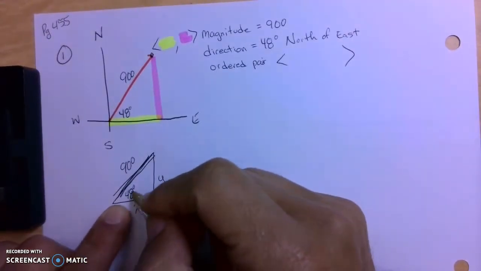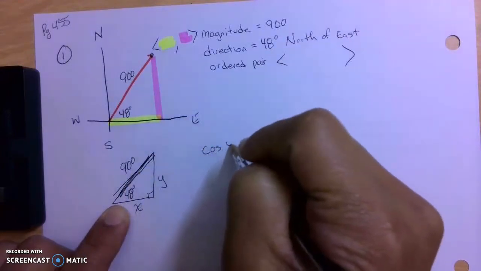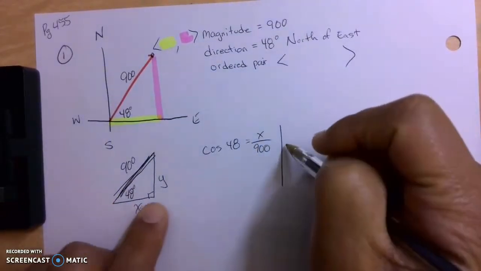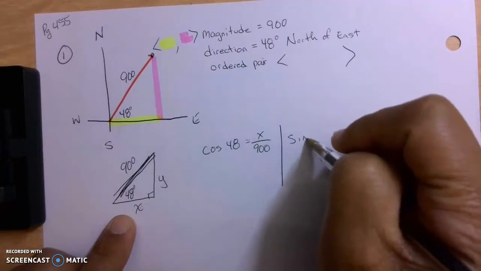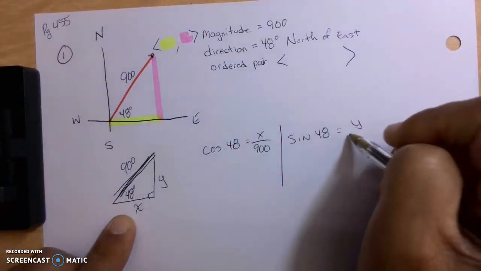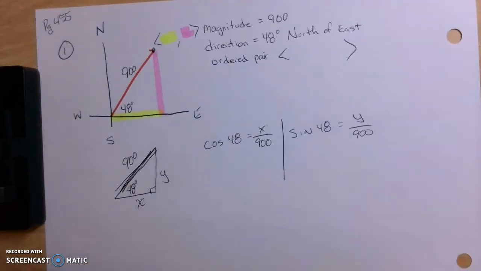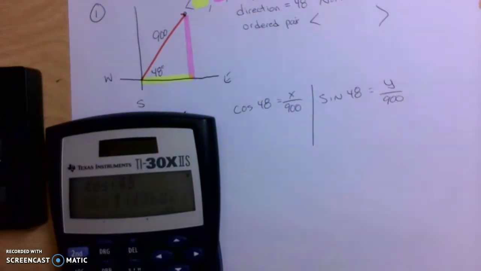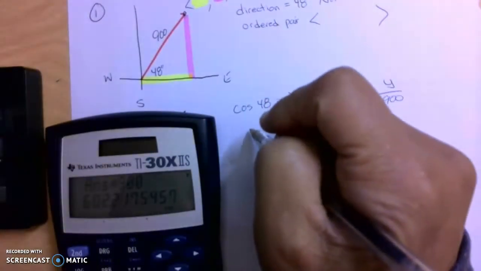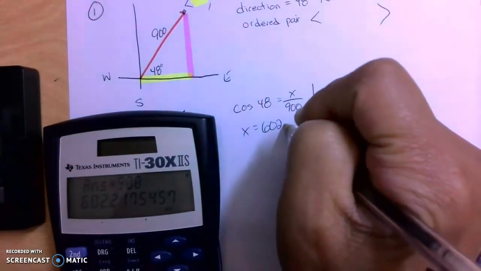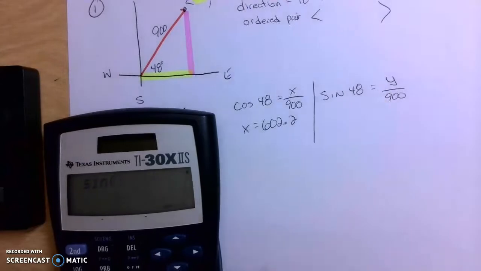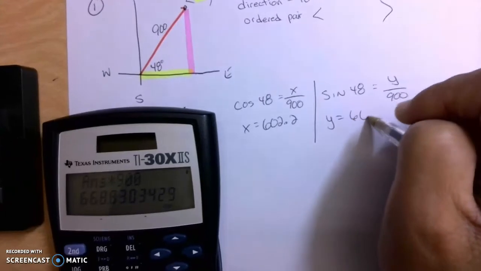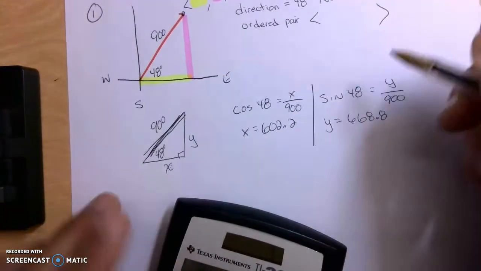To solve for x, I'm going to say adjacent over hypotenuse: cosine of 48 is equal to x over hypotenuse. To solve for y, you would say opposite over hypotenuse: sine of 48 is equal to y over hypotenuse. And then simply go to your calculator, take cosine of 48, and then multiply by 900. The x value here is 602.2, and then for the y, sine of 48, then multiply by 900. Y is 668.8.